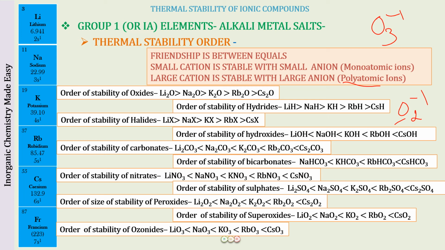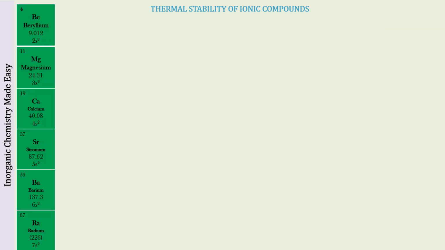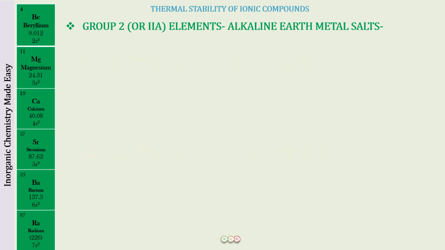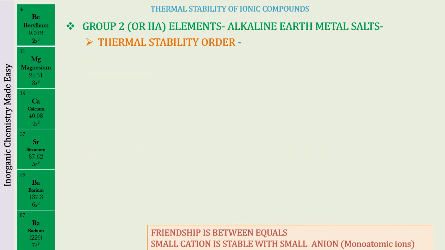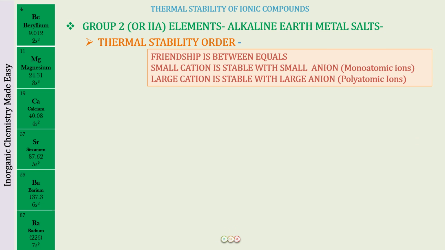Now let us look at the alkaline earth metal salts. So again, the trick remains the same. For the thermal stability, friendship has to be between equals: small cation with small anion, large cation with large anion. Quickly seeing the trends, oxides now. So again, a monoatomic oxide is going to be more stable with the smallest beryllium. Down the group, stability will be decreasing.